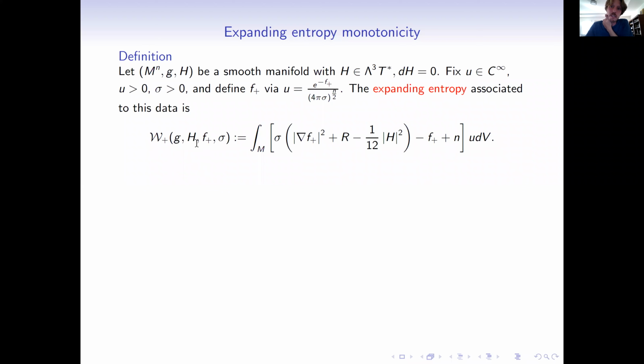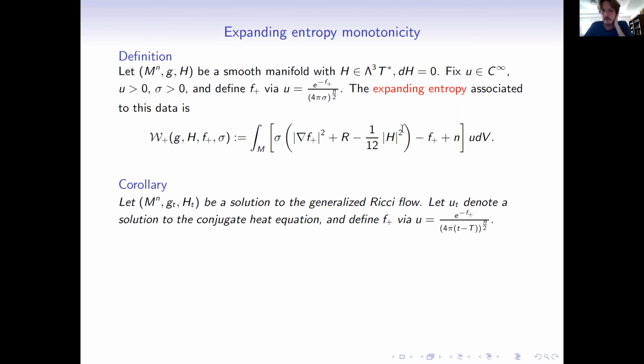So W plus of G, H, F plus, sigma is the following integral. So it's fairly similar to the energy, but now the curvature part is weighted by this constant sigma. And then there's this extra term involving F plus here. And then the whole thing is integrated against this function U, which again is not quite e to the minus F anymore. So in any case, there are all manner of explanations for this quantity using the Nash entropy and things like this, coming from analysis of heat kernels. But let me just state the result.